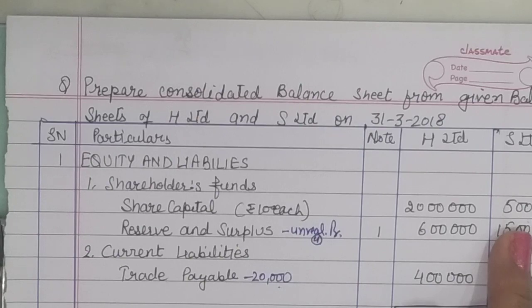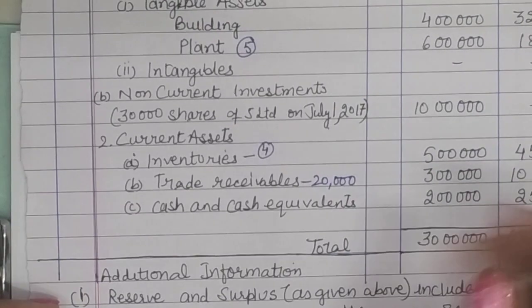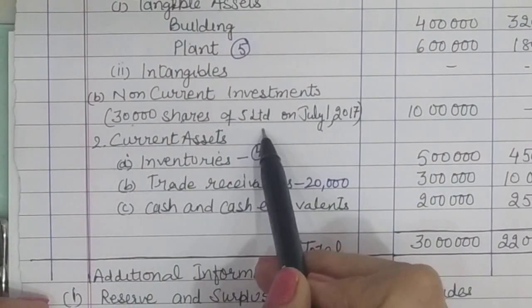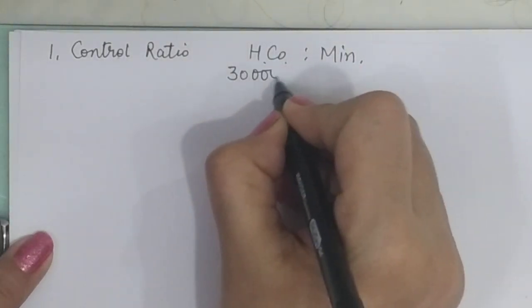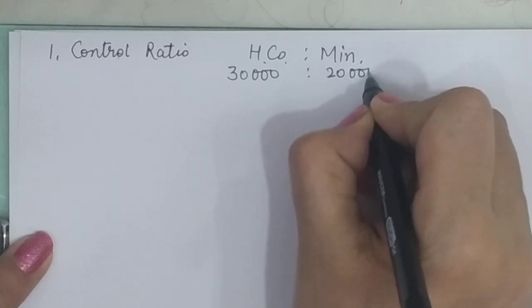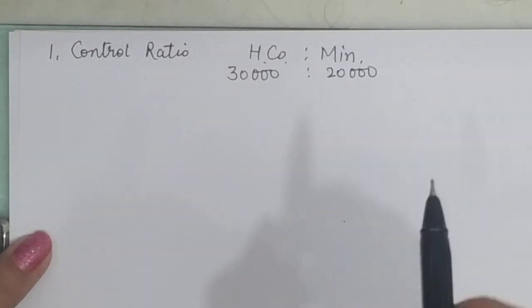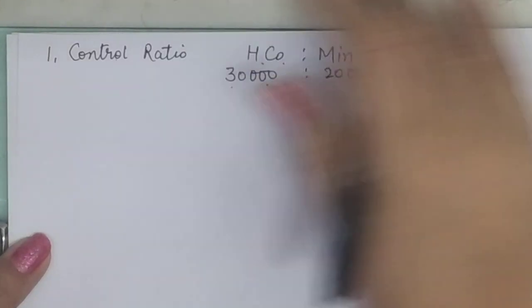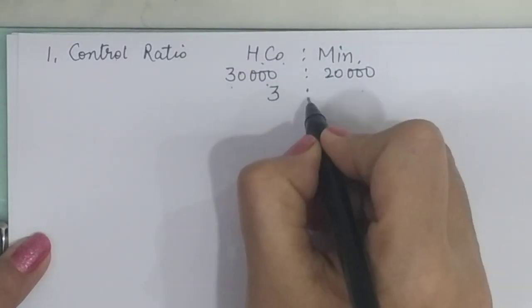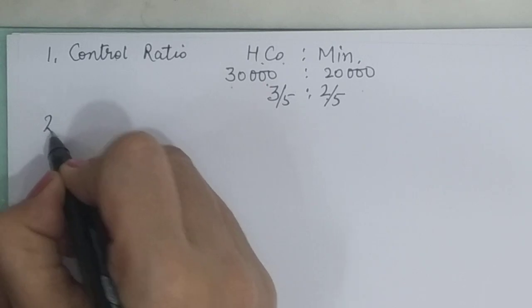Let us see. Capital of this company is 5 lakh divided into 10 rupees shares. So 50,000 shares of 10 rupees each. Investment is given. Holding company invested in 30,000 shares of the subsidiary company. So out of 50,000 shares, if the holding company has held 30,000 shares, it means for minorities 20,000 shares are left. Remember, total capital was 5 lakh divided into 10 rupees shares, so 50,000 shares in all were there. Holding company has bought 30,000 shares, so 20,000 will be left for minorities. So the ratio is 3:2, or you can say 3/5 belongs to the holding company, 2/5 belongs to minorities.